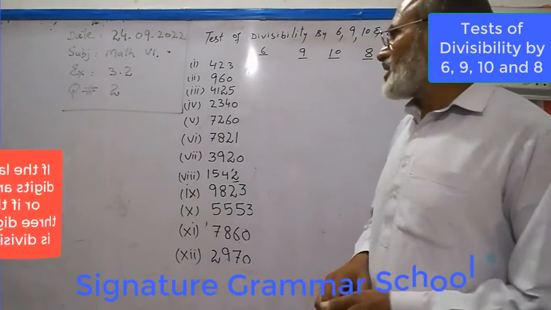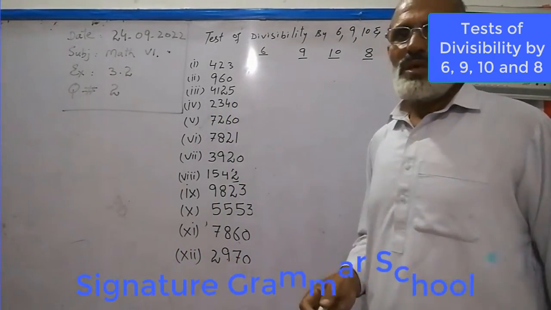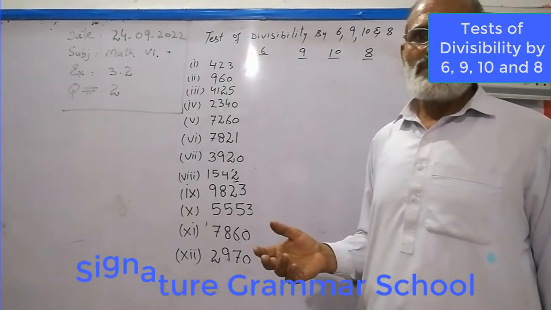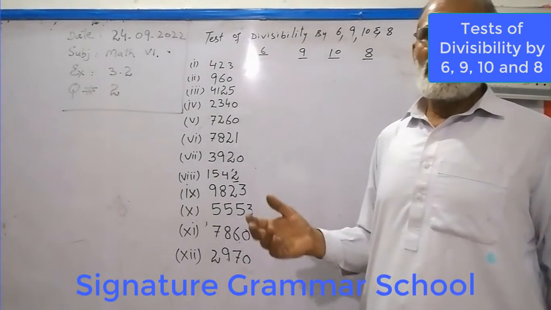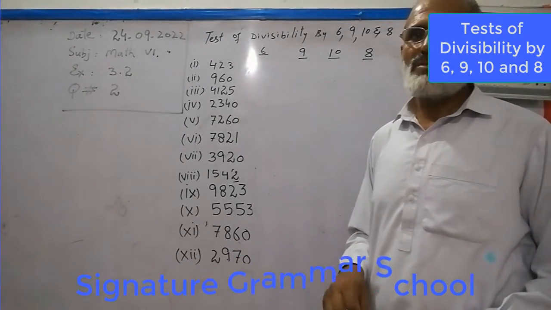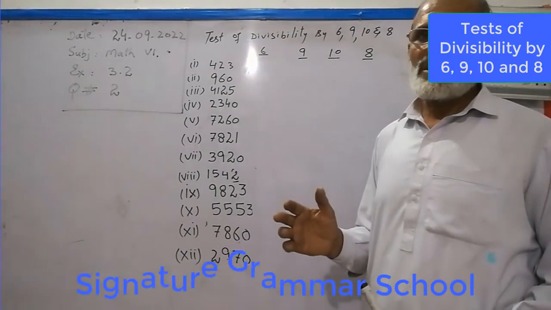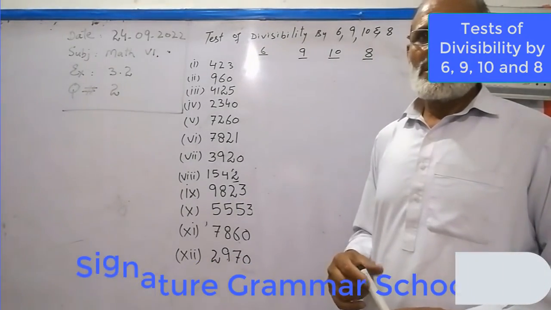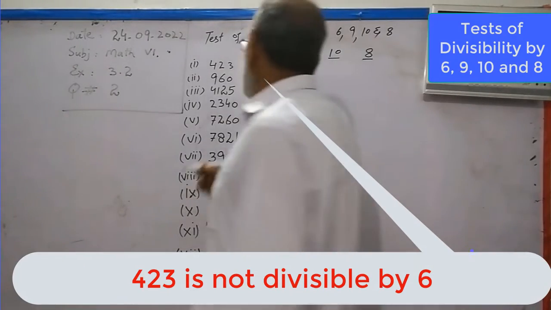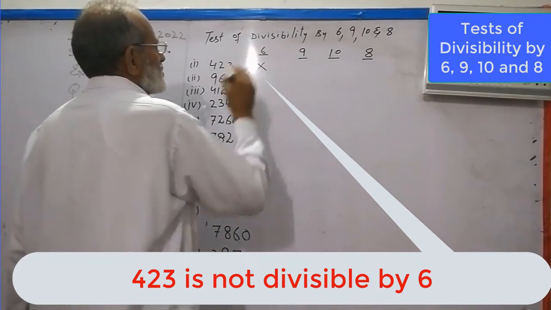Now coming toward the question, we are taking the first one. In the first one, that is 423. You know 3 is an odd number, and when there is an odd number at the unit place, that value is not divisible by 2. So the first condition is not met here. Therefore, this value is not divisible by 6.